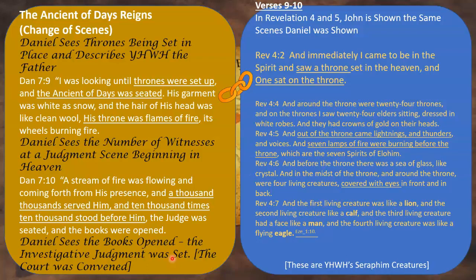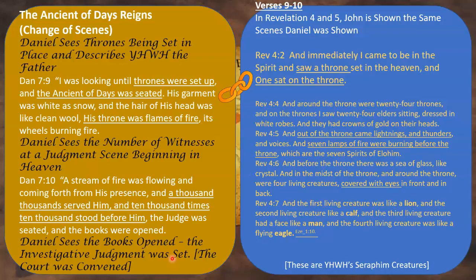The Ancient of Days reigns. Daniel sees thrones being set in place and describes Yahweh the Father. Daniel 7:9. I was looking until thrones were set up, and the Ancient of Days was seated. His garment was white as snow, and the hair of his head was like clean wool. His throne was flames of fire, its wheels burning fire.